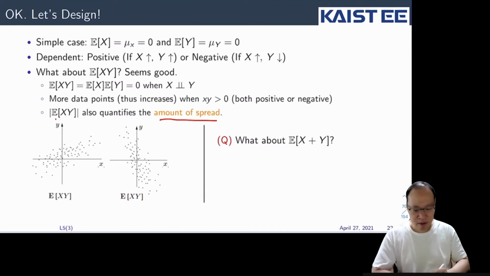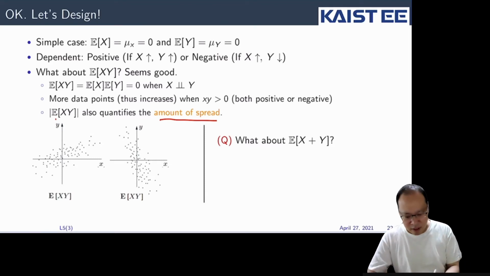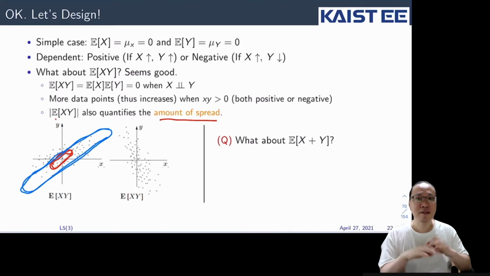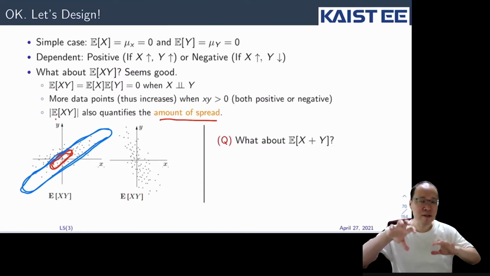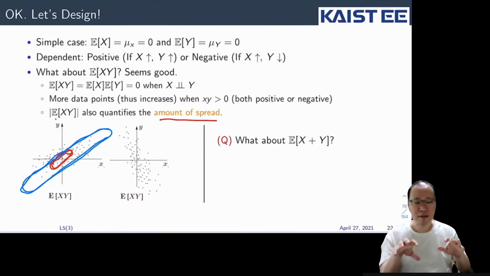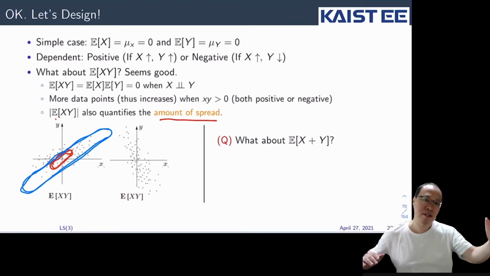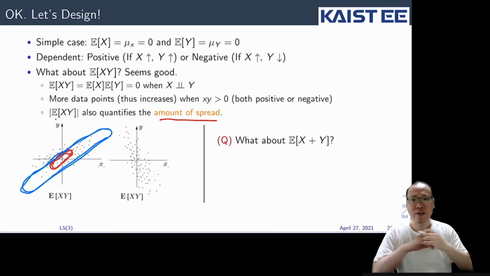the spread, right? Which means that even if x and y have a positive dependence, the data may have this kind of pattern, or sometimes the data can have that pattern. These two patterns are different. Even if both patterns show positive dependence, for the red case we have a small amount of spread, whereas in the blue case we have a large amount of spread. So the expectation of xy also includes information about how much spread the data have.